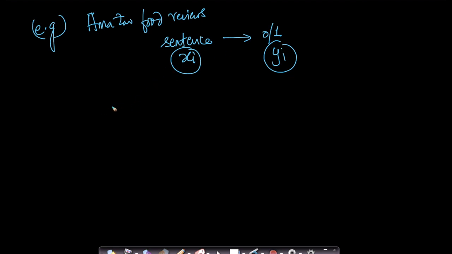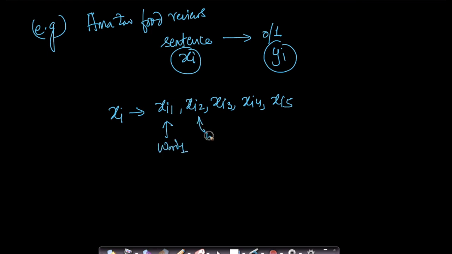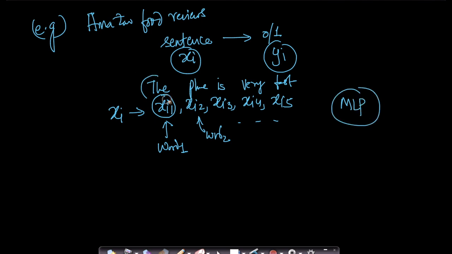So let's take one sentence xi. Let's assume this sentence contains multiple words: xi1, xi2, xi3, xi4, xi5. These are words. This is word 1, this is word 2, so on and so forth. Then you might wonder something very simple. Since each of these is a word, why can't I just use an MLP for this? Let's try to build a simple multi-layered perceptron to solve this problem, right?